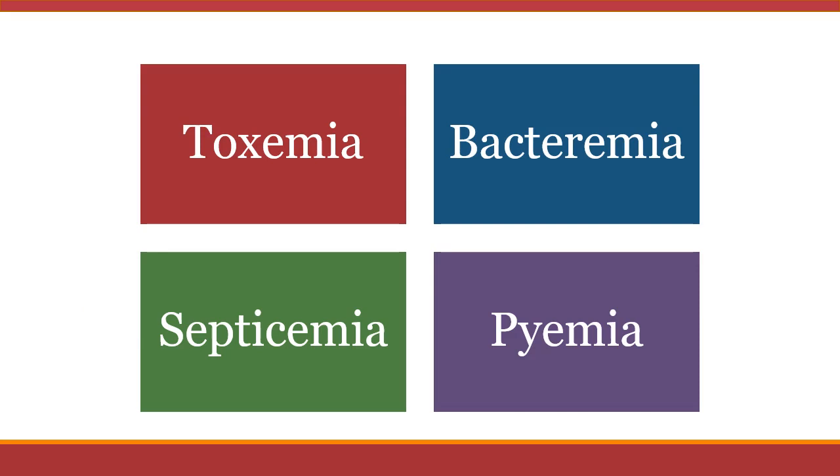To start with, we have 4 main complications of spread of bacteria during inflammatory reactions to the blood. We have toxemia, bacteremia, septicemia, and pyemia. Each one of those has specific definition and certain characteristic features and has their own drawbacks or complications. So we will start first with toxemia.